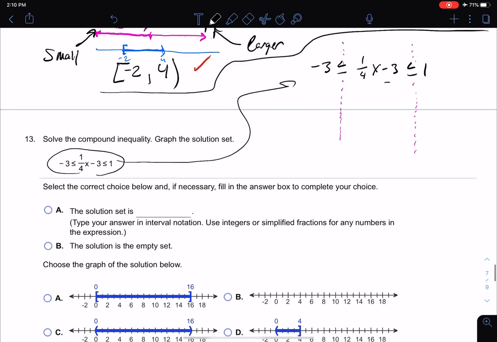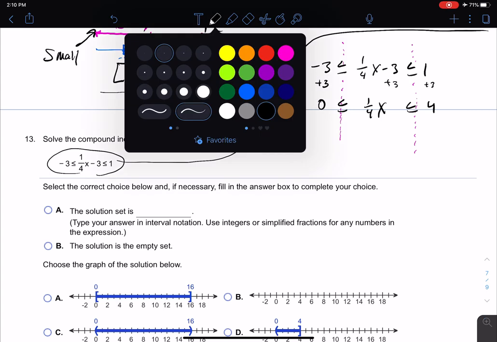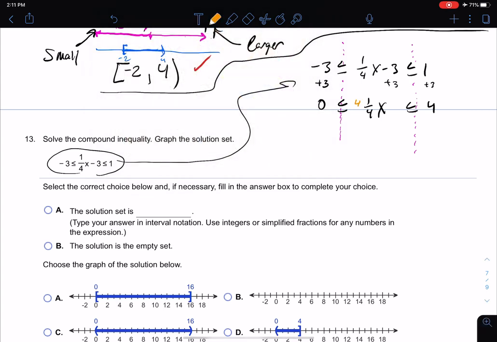I'm going to go ahead and add 3 in the middle. So I've got to add 3 on the right, and add 3 on the left. Well, this gives me 0 is less than or equal to 1/4 x, which is less than or equal to 4. Now, I could divide by 1/4, but easier yet would be to multiply by the reciprocal, because a reciprocal will turn that 1/4 into 1, and that's ultimately what we want. So we're going to multiply the middle by 4, the left by 4, and the right by 4. Well, 4 times 1/4, we pick that because it makes a 1x. And 0 times 4 is 0, and on the right-hand side, 4 times 4 is 16.